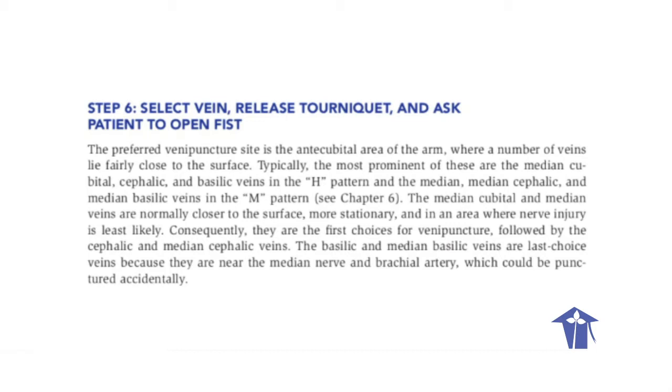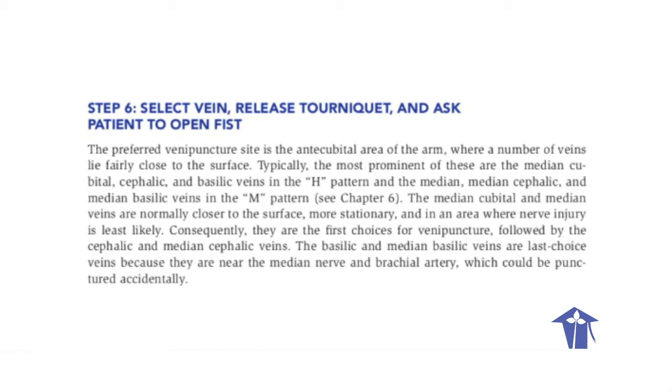The median cubital and median veins are normally closer to the surface, more stationary, and in an area where nerve injury is least likely. Consequently, they are the first choices for venipuncture, followed by the cephalic and median cephalic veins. The basilic and median basilic veins are last-choice veins because they are near the median nerve and brachial artery, which could be punctured accidentally.